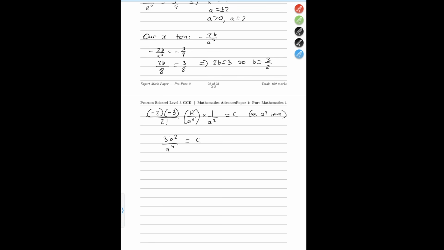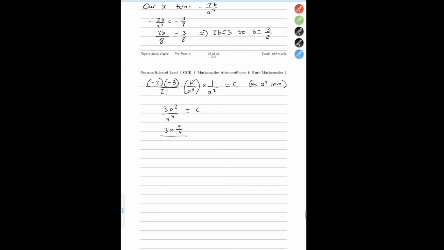Now let's sub in the terms we calculated. So that'll be 3 times 9 over 4. A to the 4 is going to be 16. So that's equal to c. So we're going to get 27 over 4 over 16, which is 27 over 64. Okay, so those are your three values of a, b, and c.